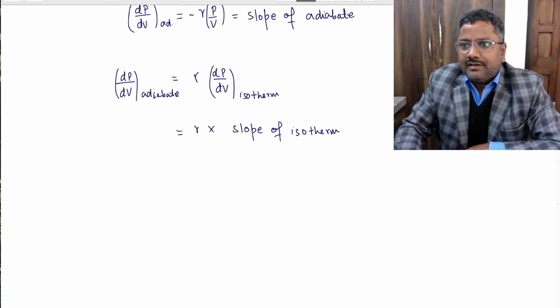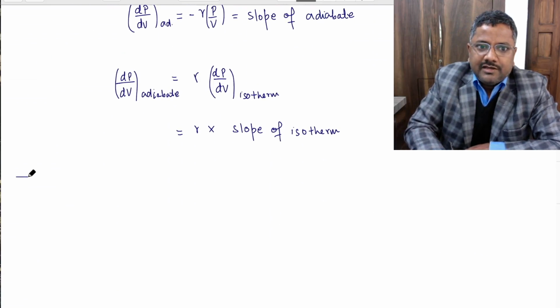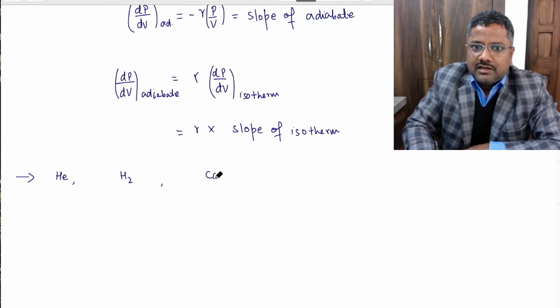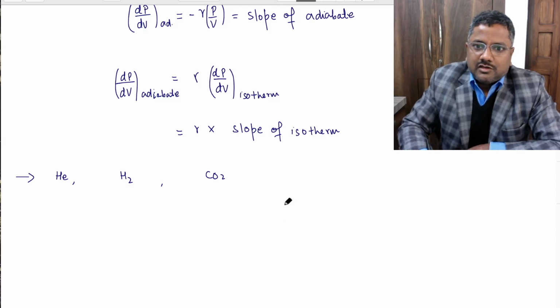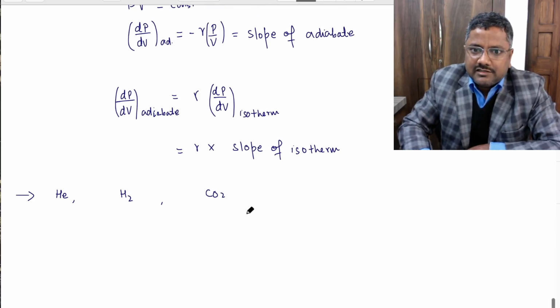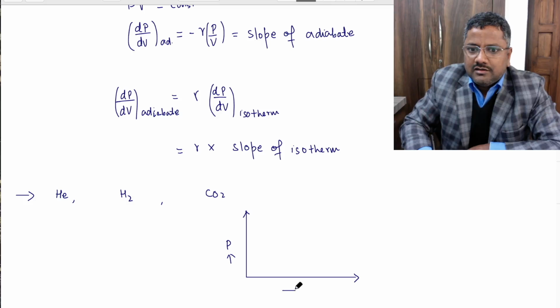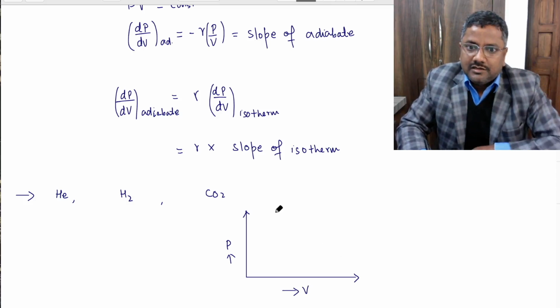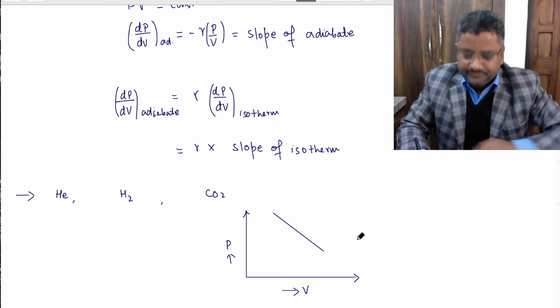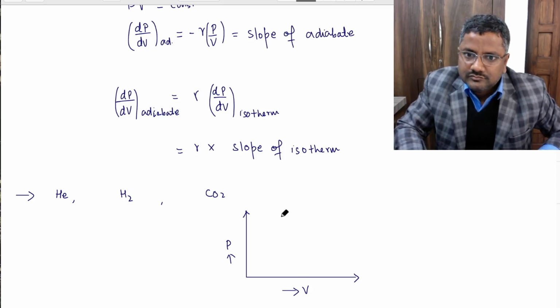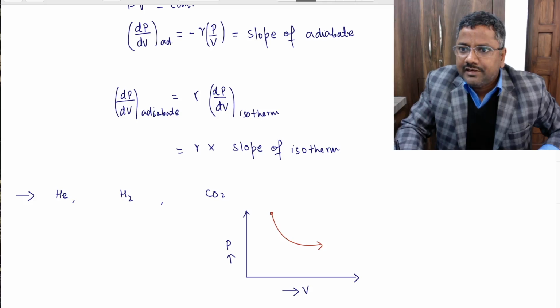Similarly, suppose we have different gases, such as helium, hydrogen, and carbon dioxide, and it is asked, suppose that different adiabats were given.